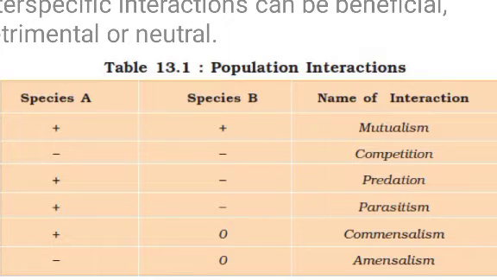Then parasitism also the same way. One species is benefited, other is affected. Which is benefited? The parasite is benefited, and which is affected? The host is affected, isn't it? The next is commensalism, in which one is benefited and the other species is neither benefited nor harmed. Okay, and in amensalism, one is affected, that is represented by minus sign.